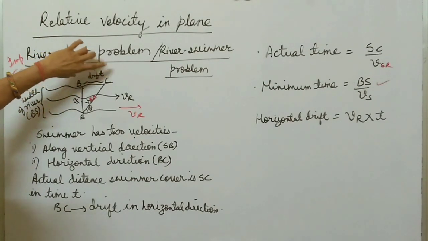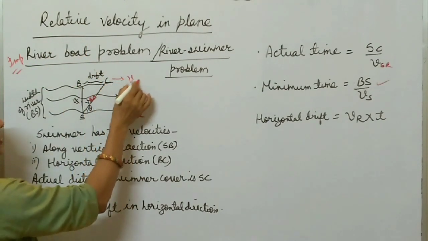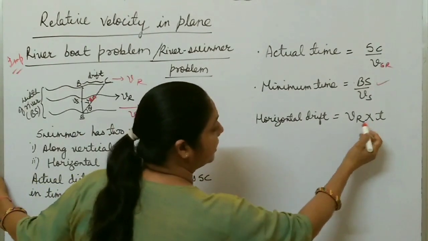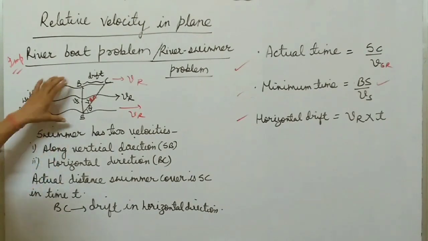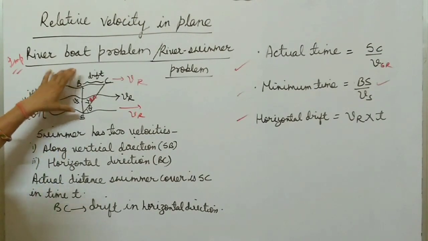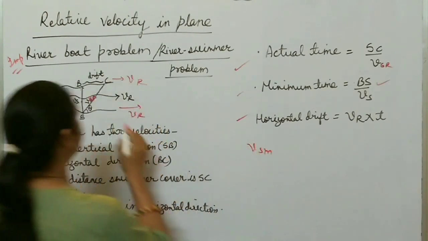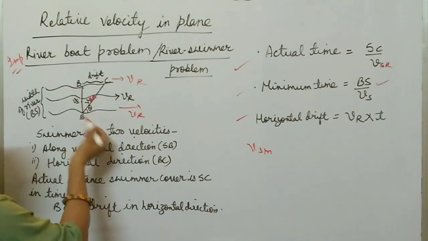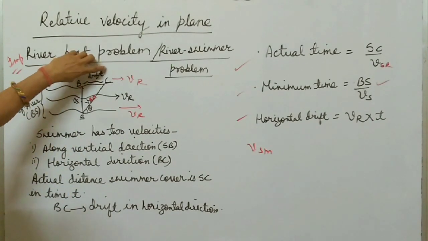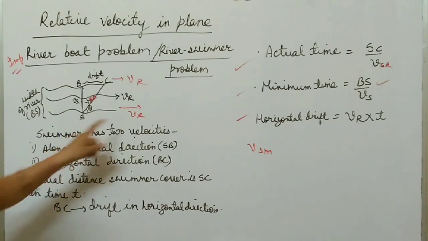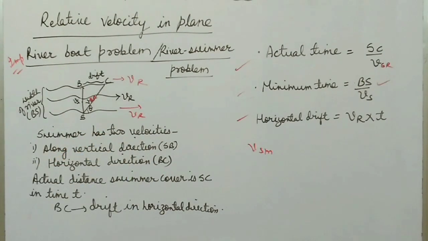So a question also comes that you have to find this horizontal drift distance. How do you find it? If you know the time, and you know the velocity of the river is along this direction, you can easily find the horizontal drift: VR into T. So these are different cases. You have to find the actual time, minimum time, then the relative velocity of the swimmer with respect to the man, which you can easily find as under root Vs square plus Vm square, and the horizontal drift covered by the swimmer due to the velocity of the river. So this is about the river-boat problem. Please take a screenshot of this.